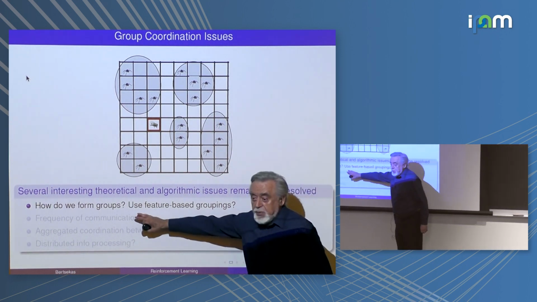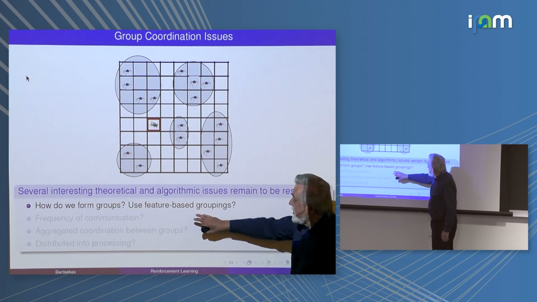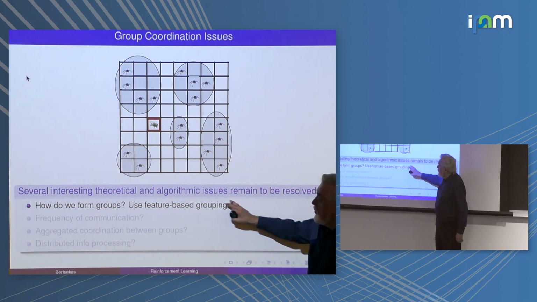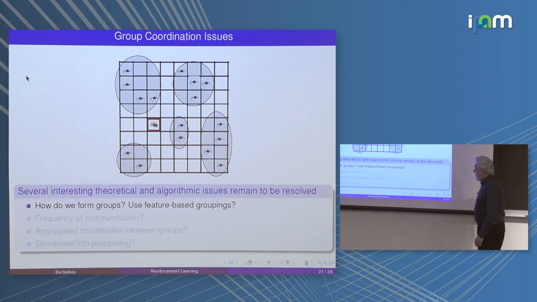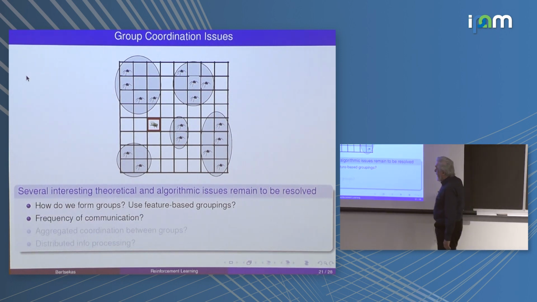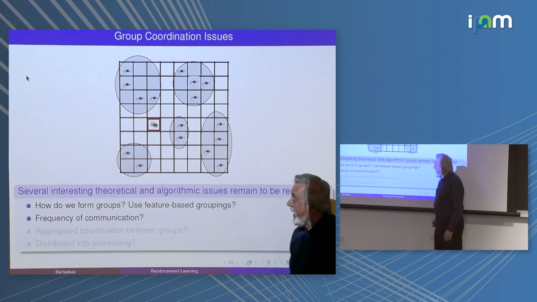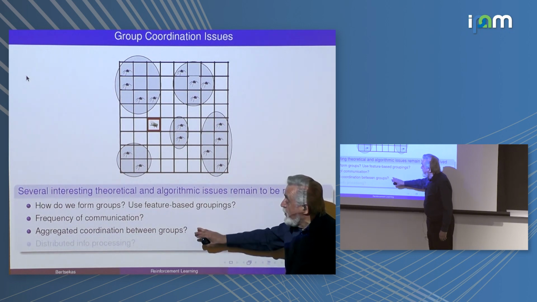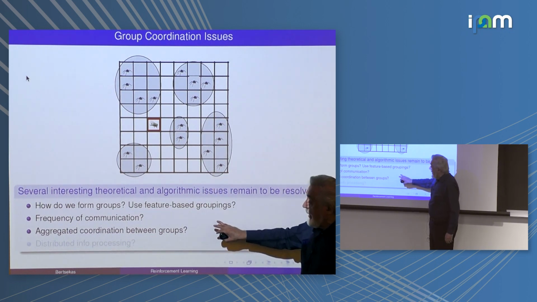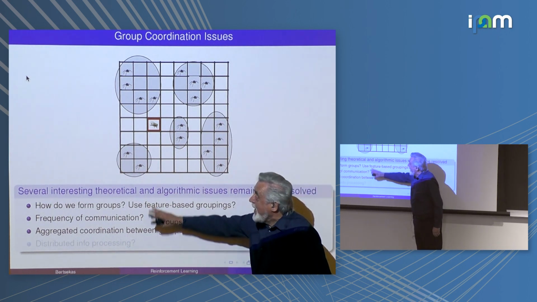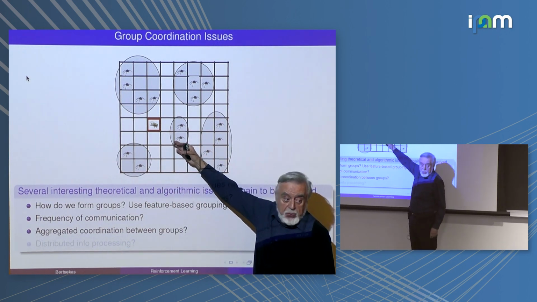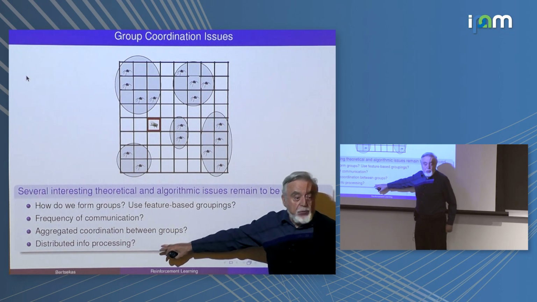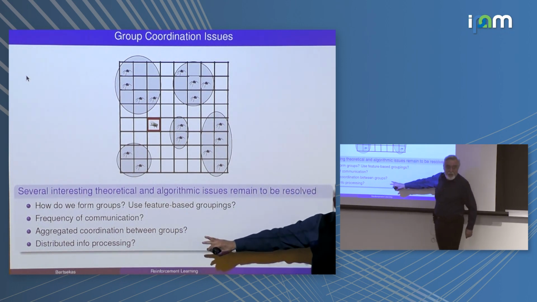How do we form groups, clusters of spiders or agents? You probably need to use some kind of feature extraction to divide the groups in an intelligent way. How frequently do the groups communicate? What's the type of intergroup communication that you would like? What kind of aggregated information should this group send to this group? And so on. Furthermore, there may be issues of estimation, distributed estimation, information processing, and so on.